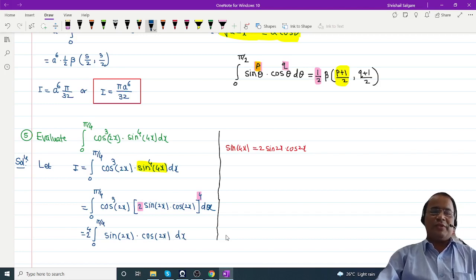Everyone should tell the answer. What is the effective power of sine? JC, tell me. What is the power of sine? Only a single term is there.